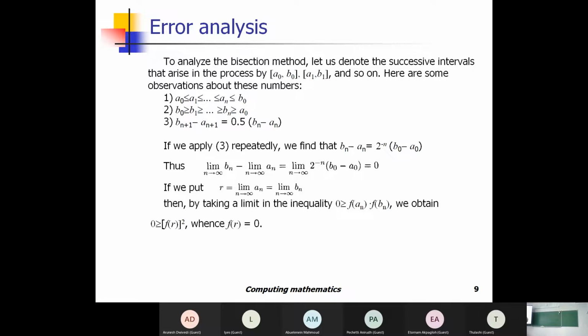I already told you this property: the length of interval number n plus 1 is half of the length of the current interval. So that b n plus 1 minus a n plus 1 equals 0.5 times (b n minus a n).